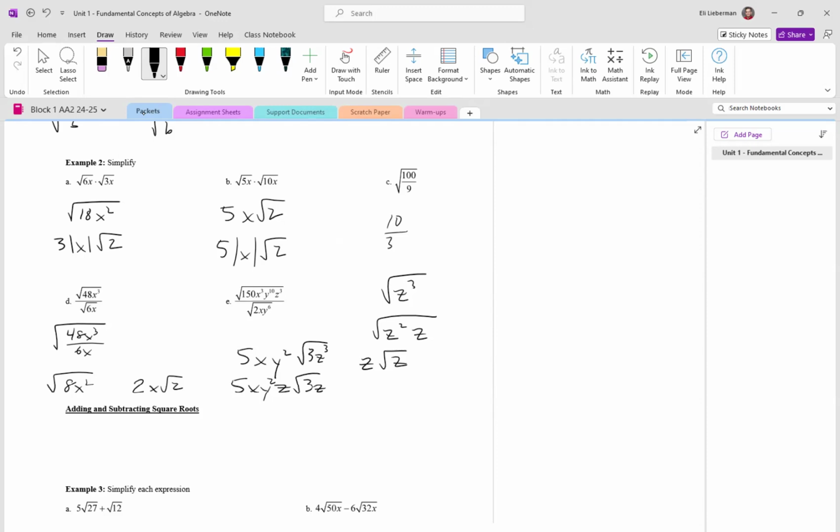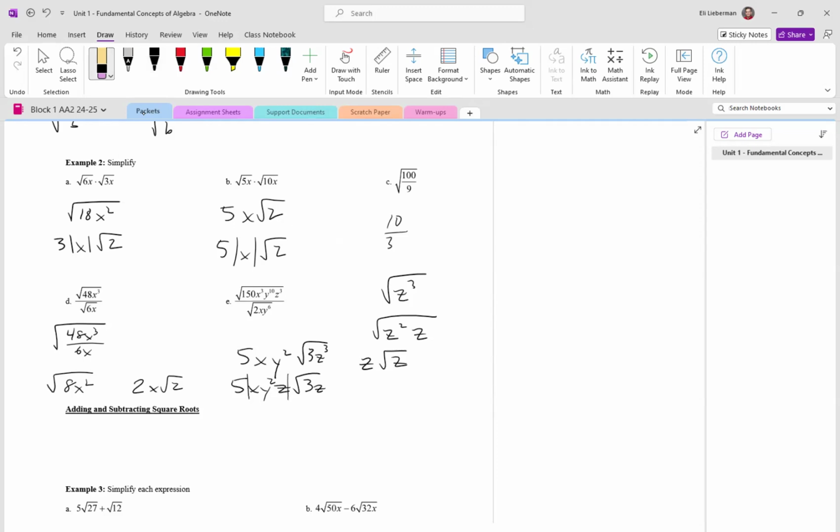Z cubed would leave us with a negative number in there. So if we can assume that z is not negative, it would be appropriate to leave the absolute values off completely. If you want to be safe, this is not wrong. It's fine to just put absolute value around everything.